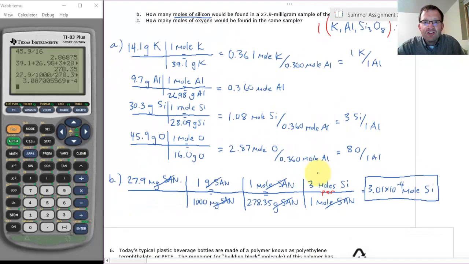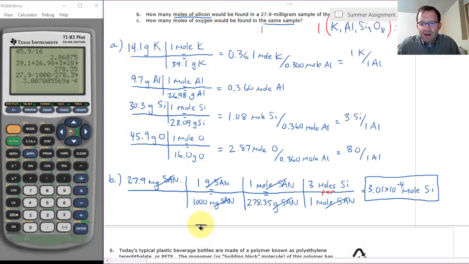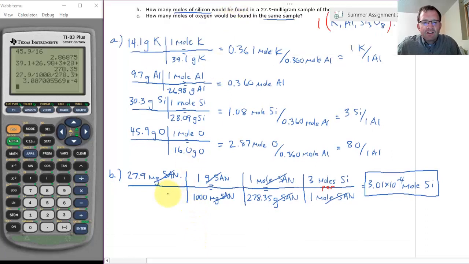Now, one more question to go. It says, how many moles of oxygen would be found in the same sample? That saves us from having to do a lot of work. So for my final calculation on part C, and then we'll be all done with this, I'm going to do a one-stepper, really quick, okay? I can start all over and do all this math again and end with oxygen instead, or I can simply say that because I've already gotten to silicon at the end of my last question, I've got 3.01 times 10 to the negative 4 moles of silicon from my previous answer.